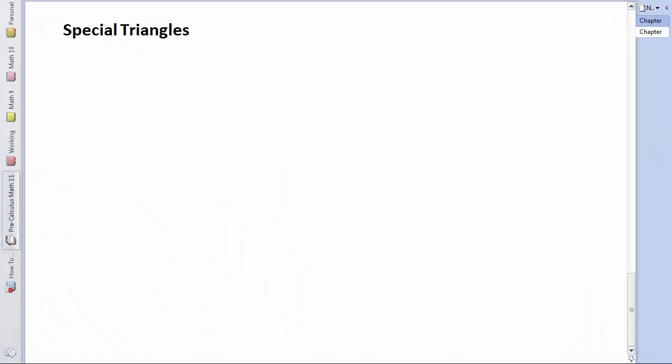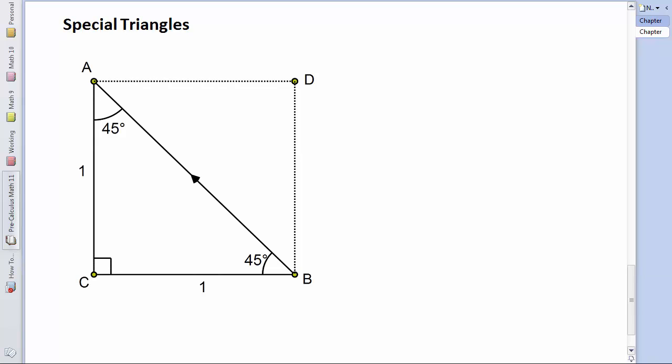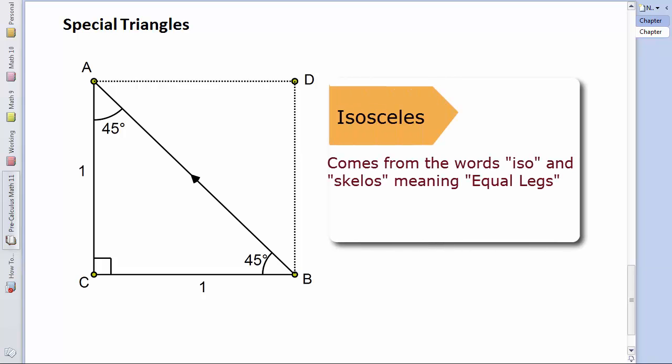Now, although every right triangle is distinct, there are two that we refer to as being special triangles. These are the 45-45-90 and the 30-60-90 triangles. The 45-45-90 is an isosceles triangle. Essentially, it's the triangle formed by drawing the diagonal across a square.